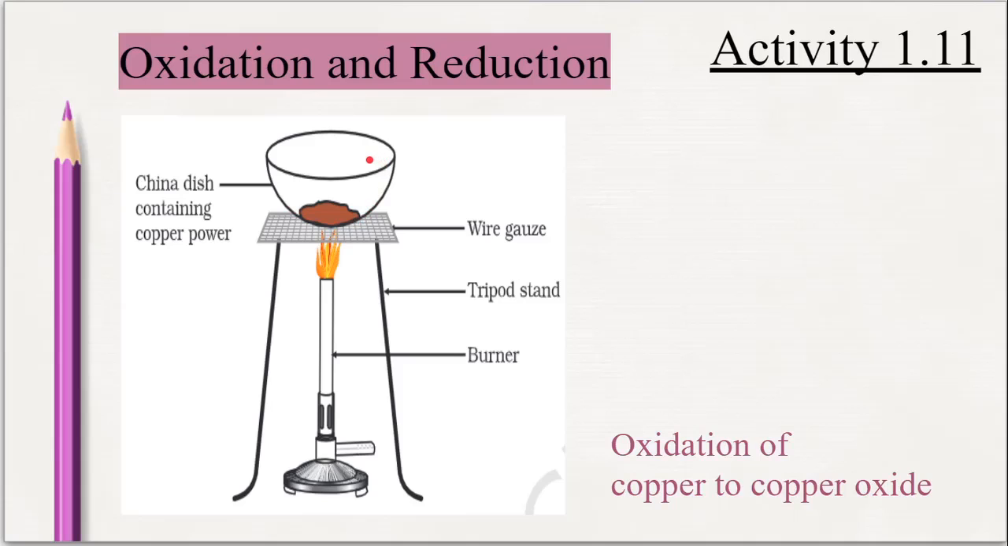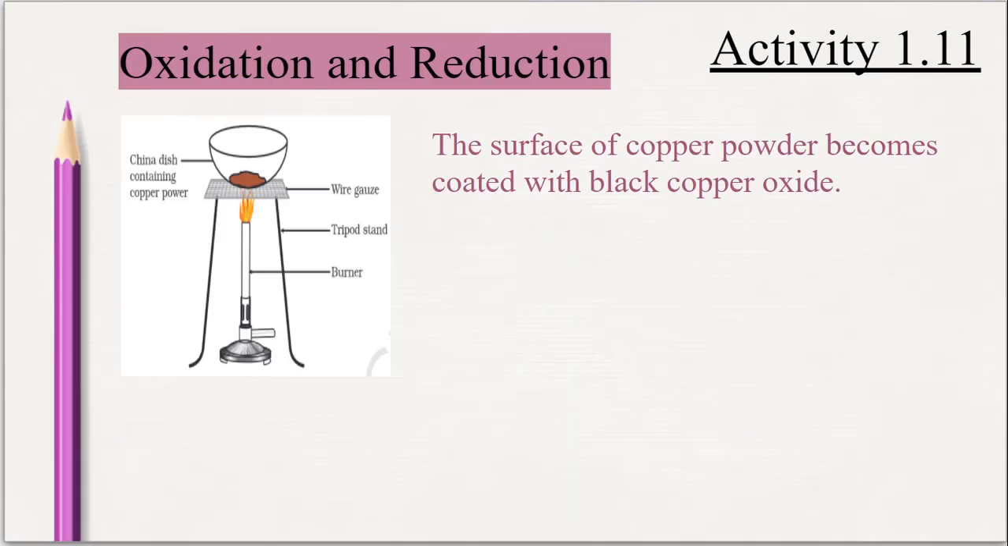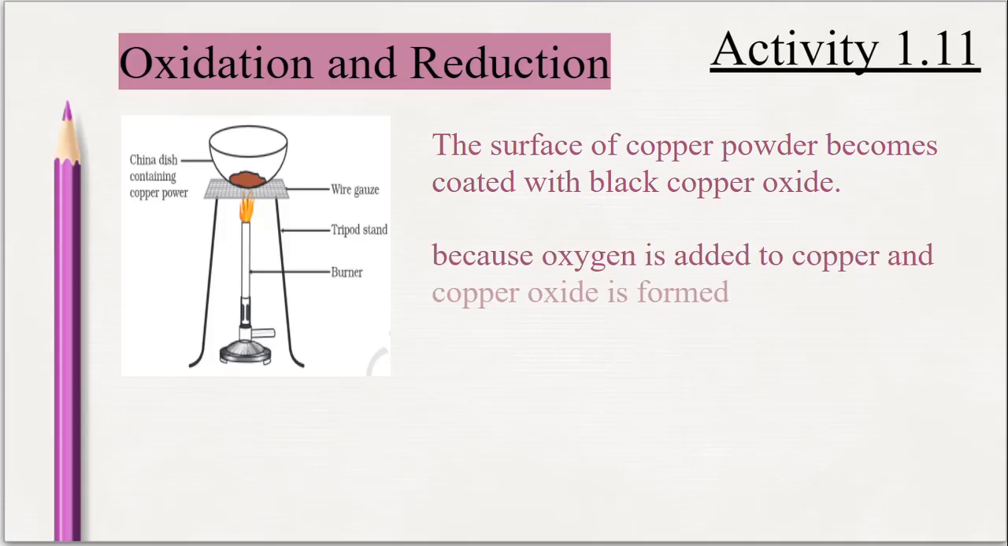Now, what do you observe from this activity? Let's see the observation. The surface of the copper powder becomes coated with black copper oxide. Why has this black substance formed? This is because oxygen is added to copper and copper oxide is formed. Oxygen is present in air, so oxygen is added to that copper, and it forms copper oxide.